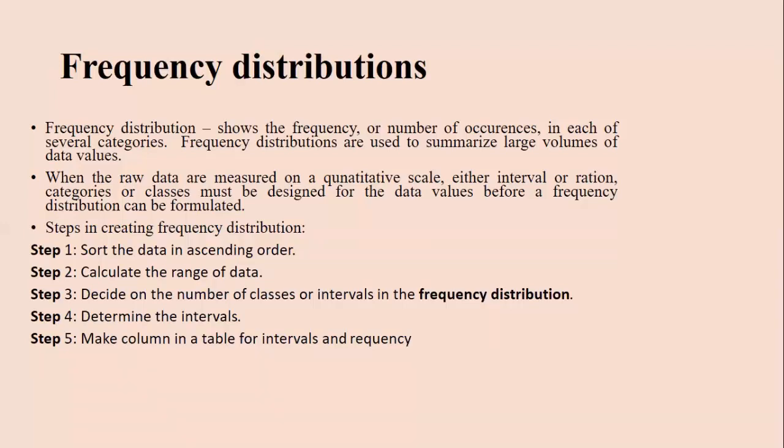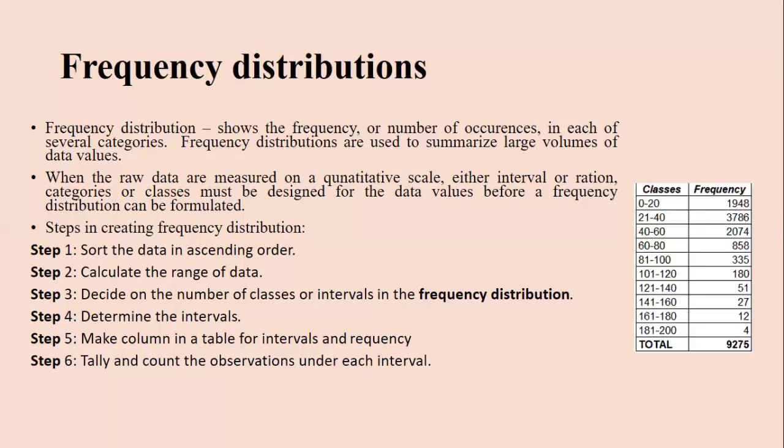You can do it manually on paper with a pen or pencil, or you can use a computer spreadsheet or any kind of word format for creating a table. And after that, the sixth step is, when you have created the table, you can now tally and count the observations under each interval. So this is actually the process of making a frequency distribution, and in the end you'll get this kind of a table.